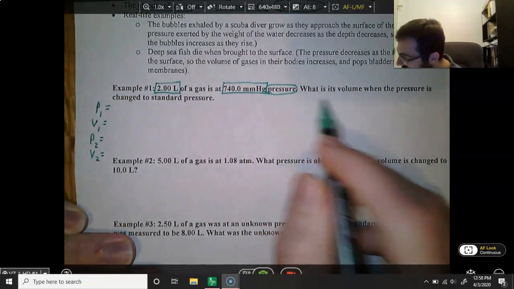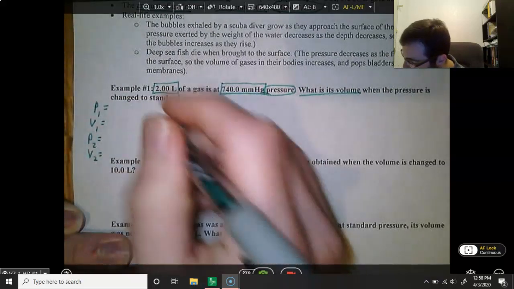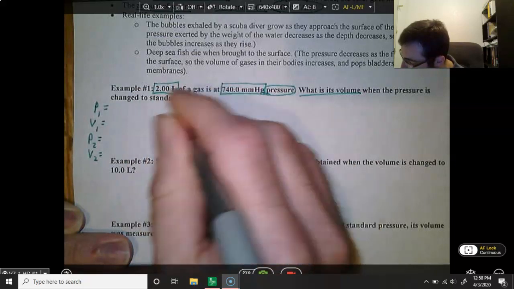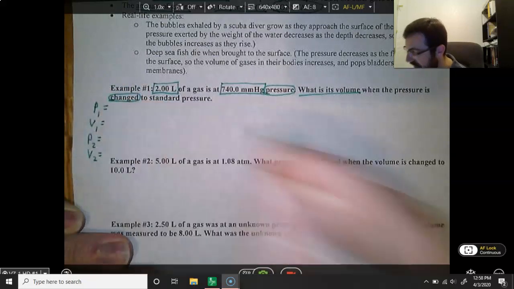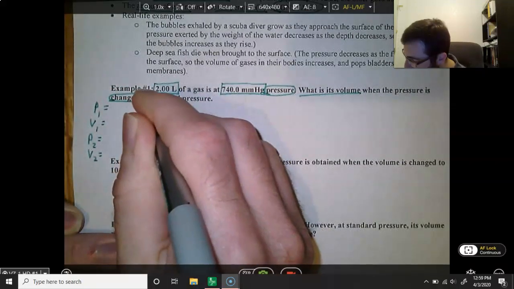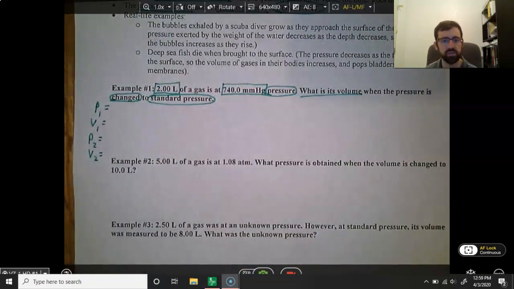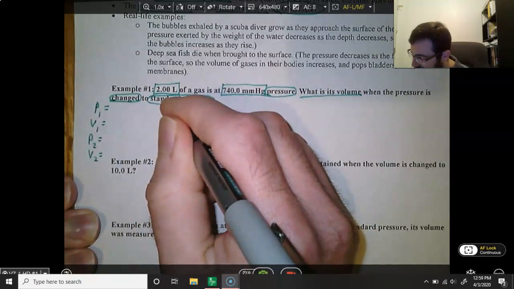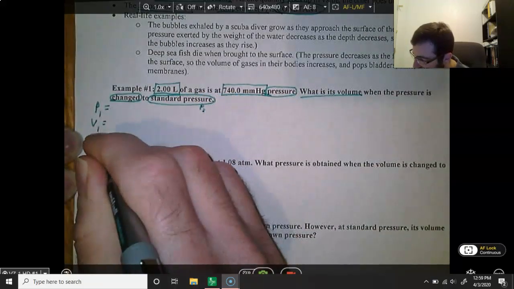Now it asks us what is its volume when the pressure is changed to standard pressure. So it sounds like this is our second, because it says changed. That's going to be P2 and V2. It's changed to standard pressure, and hopefully you know what standard pressure is, or at least you remember the idea. That's when we talk about STP, standard temperature and pressure. Standard pressure is 1 atmosphere. So that's P2, right? P2 is 1 atm.